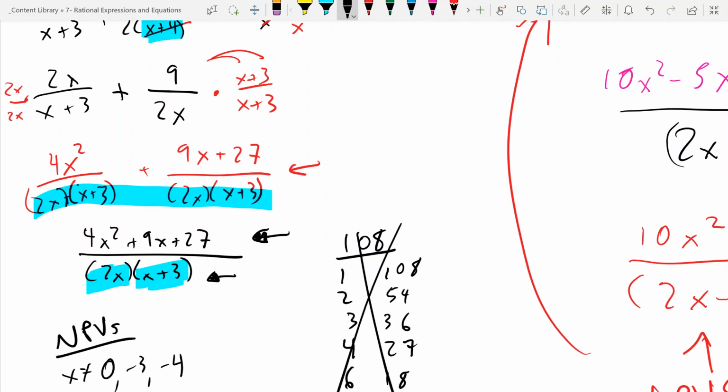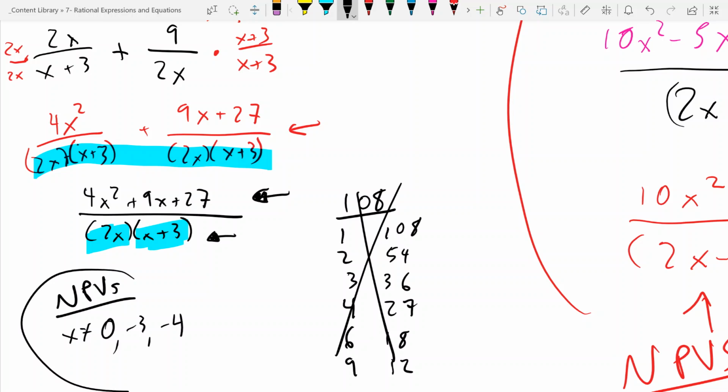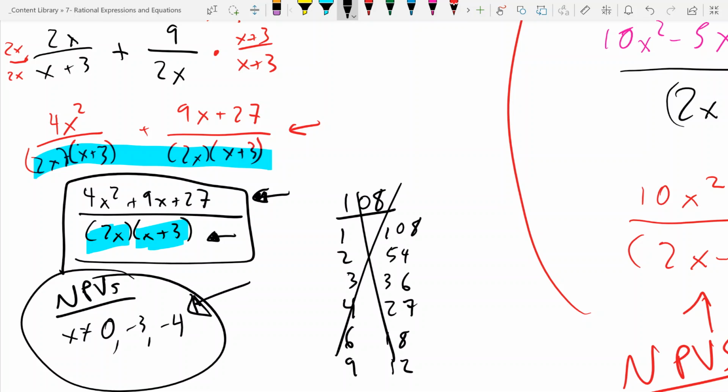-4. Be careful to check back for that other one. There's a lot of times one hidden one that you can't see from something you canceled out. Yeah. So that's our final answer. This is our NPV list, and that's it.